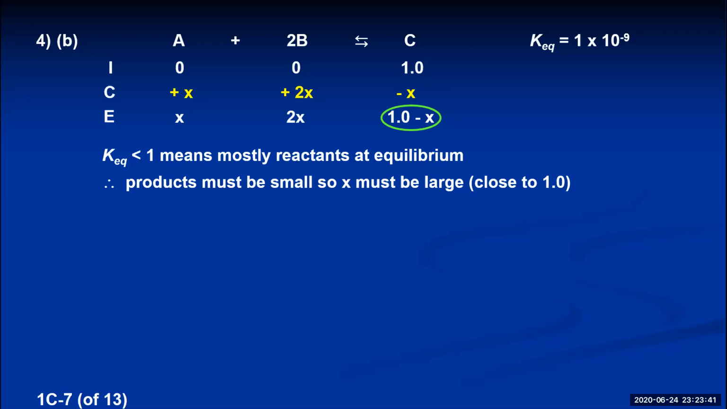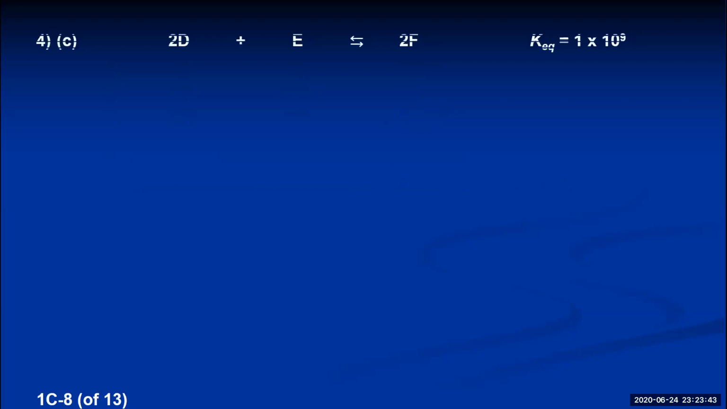C. Now we'll deal with a reaction that has a different equilibrium constant. This one has an equilibrium constant of 1 times 10 to the 9th, which you should recognize as a large number. And if you have a large equilibrium constant, that means the numerator in the equilibrium constant expression is what's big. That's where the products are. So you're going to have a lot of products when you reach equilibrium.